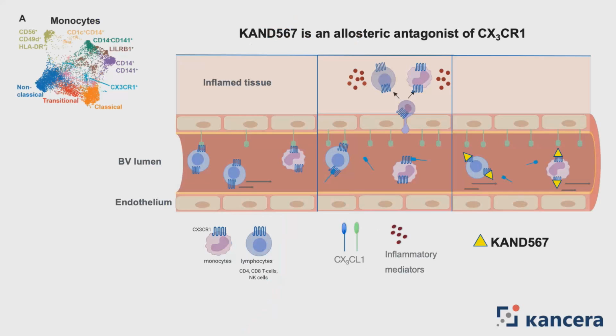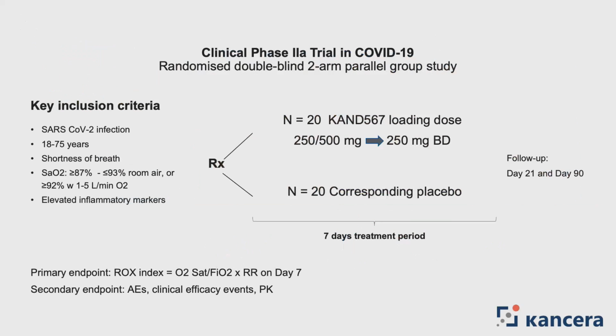So one option based on our data to do this would be to block the fractalkine receptor. And together with the Swedish company Cancera, which has a drug called CAND567, an inhibitor of the fractalkine receptor, we have initiated a clinical trial in COVID-19 patients to try to prevent severe COVID-19 and hyperinflammation in the lung by preventing immune cells from leaving the bloodstream and going into the inflamed lung using the fractalkine system.